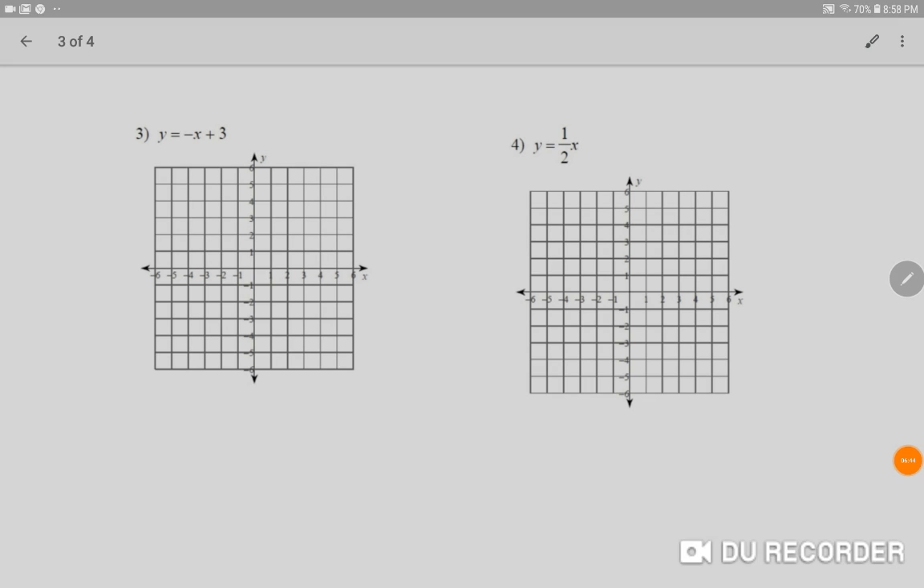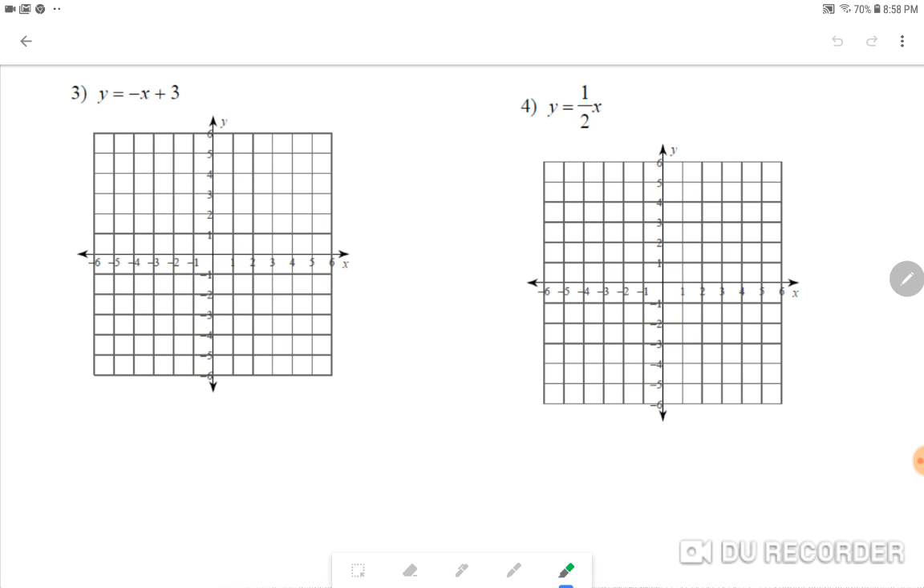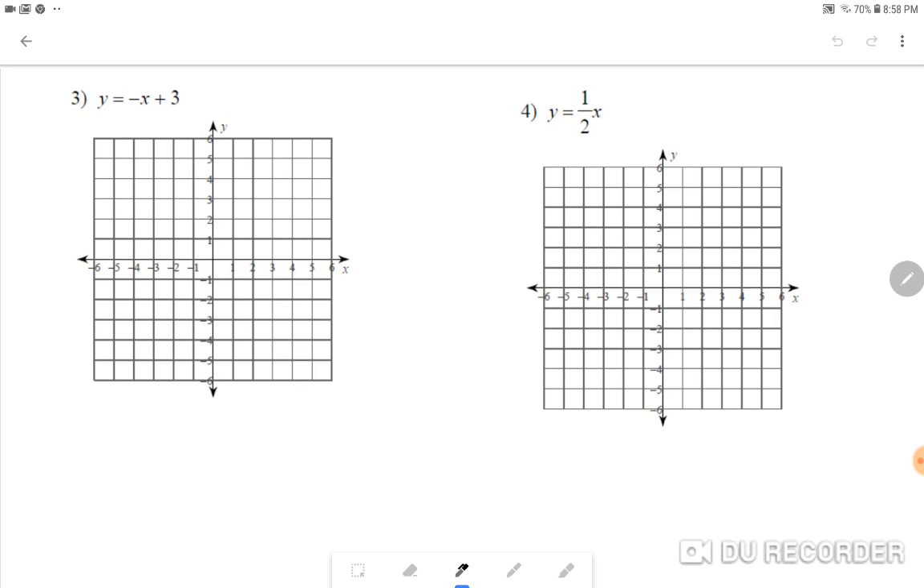Now let me do examples 3 and 4, and like before, they gave me the y by itself already. So what you have to do is find the m and the b. In this case, the m is -1. And like I told you, it has to be a fraction. If it's not, you make it a fraction by putting it over 1. This is my rise, and the value on the bottom will be the run. And the b value will be 3.